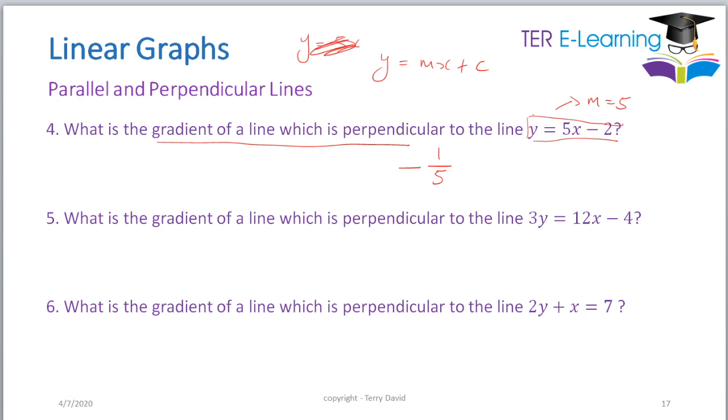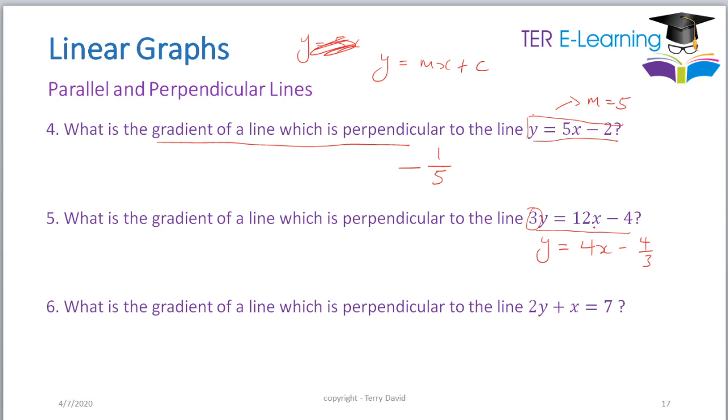All right, so here's what's going on here. This particular one you have to pay attention to, right? So I did the first one. So the next one here, number 5, you want to find the gradient of a line which is perpendicular to this line, right? So this is 3y equal 12x minus 4. Before I can determine what the gradient is, I need to rearrange this equation. I need to write it in the form y equal mx plus c. In order to do that, I need to divide every single thing by 3 because I need to get rid of this 3 here. So this will become y equal 4x minus 4 over 3.